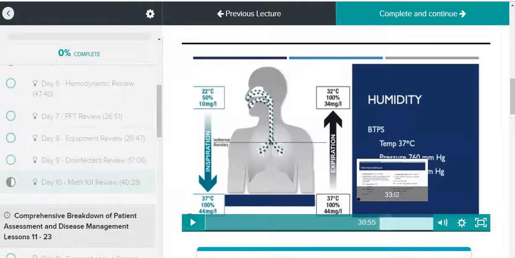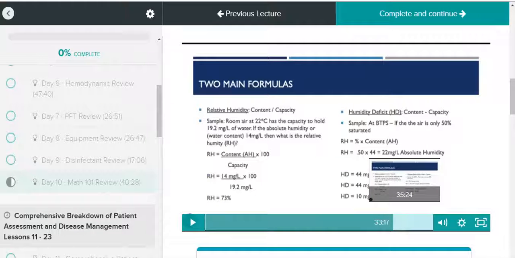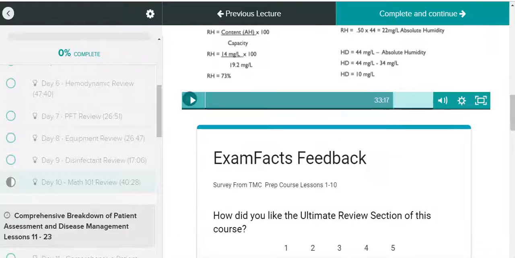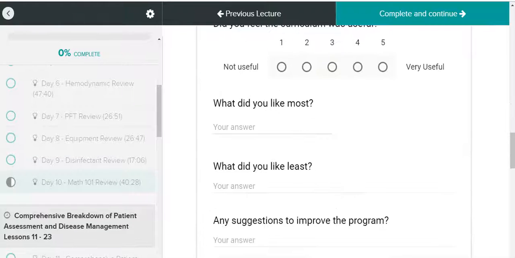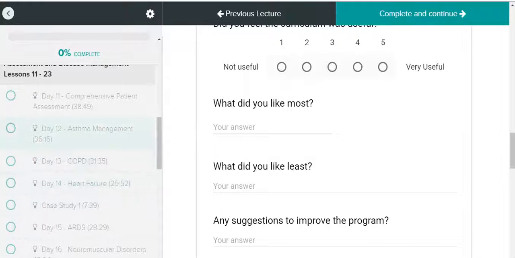And so, yeah, all the way from basics, beginning of respiratory school calculations, through the bank calculations. And then that's just our feedback form. And I'm going to jump in here into the disease section.